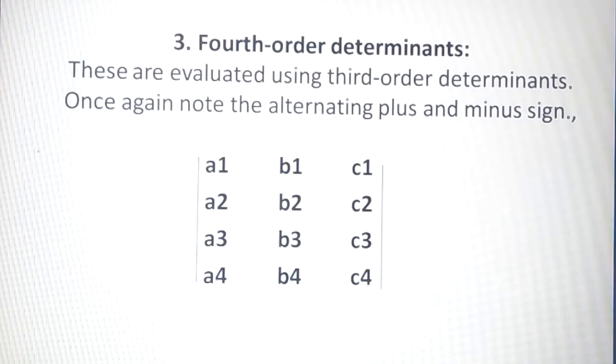The third type, fourth order determinants. These are evaluated using third order determinants and alternate signs are given. We have one example of 4 by 3, meaning 4 rows and 3 columns, and we will also again write this example with alternate signs.